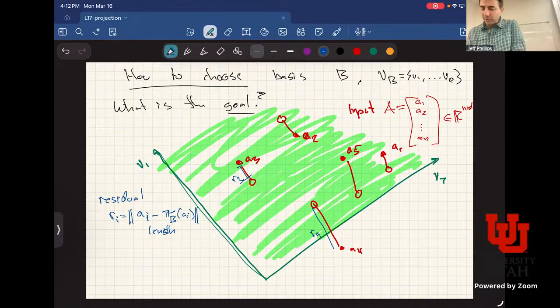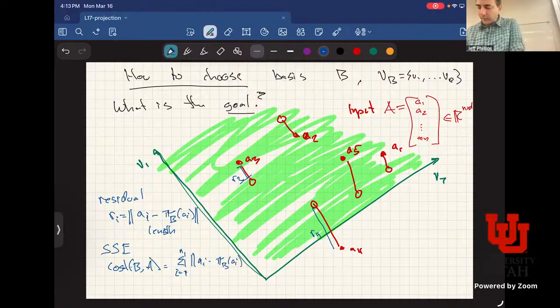We're going to go back to our old friend, sum of squared errors. And so our cost of B is going to be the sum over i equals 1 to n of a_i minus pi_B of a_i, squared. So I want to find the subspace that minimizes the sum of the squared residuals. Why do we do the sum of the squared residuals?